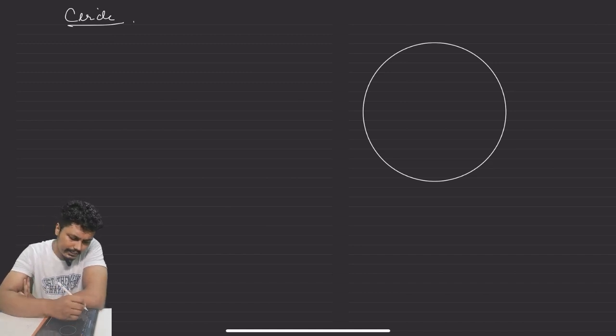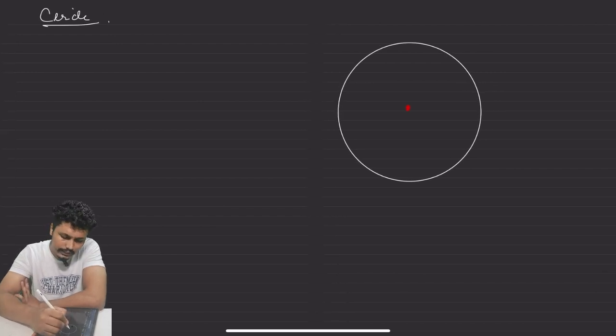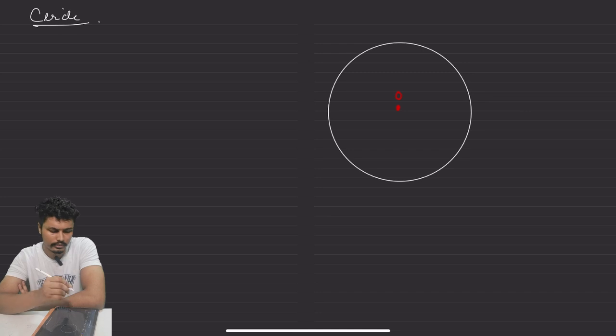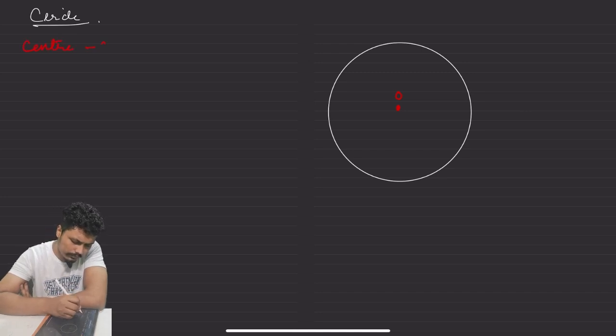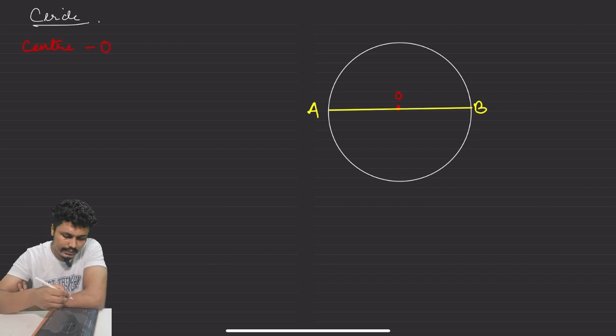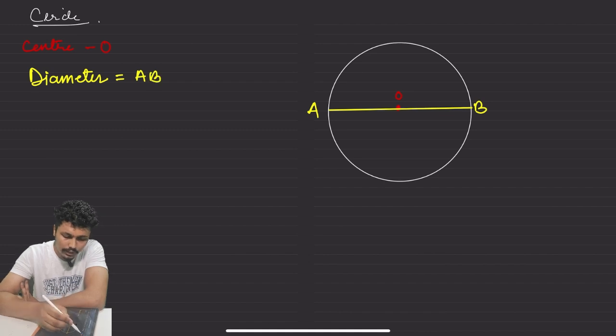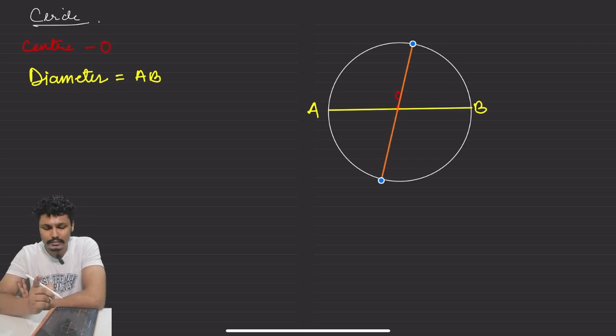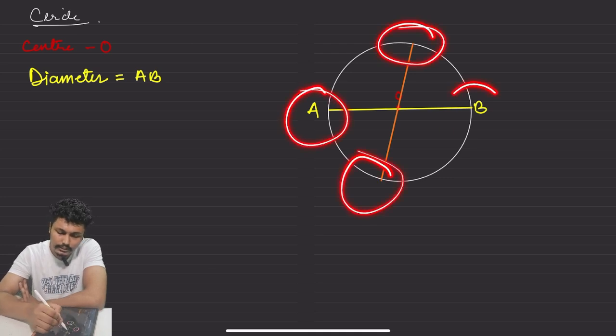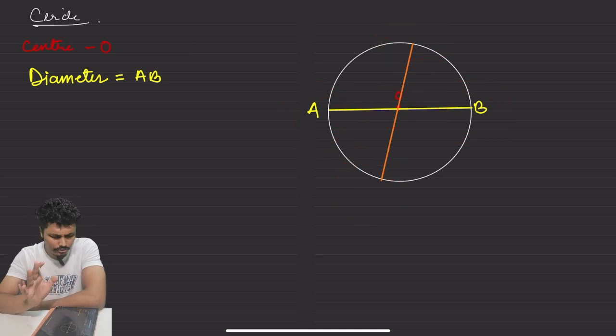Another thing is the center. There must be a center to a circle. Let's say this point is called O. This is my center. Third thing, you draw a straight line through the center. Let me name it AB. This line AB is called the diameter. What if I draw it like this instead? Will this be a diameter? Yes. The only condition for a line to be a diameter is that it must touch both ends of the circle and it must pass through the center.